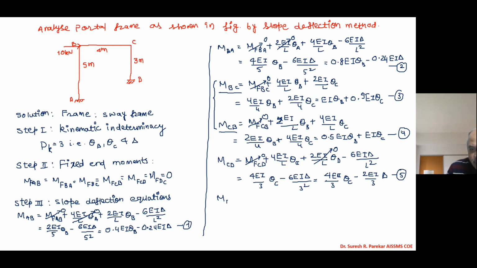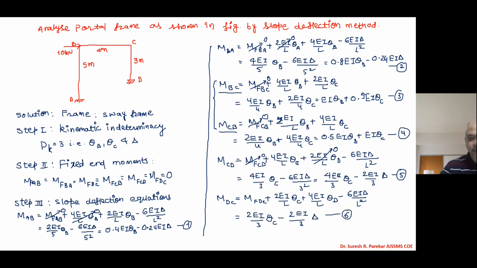Then MDC we have MFDC plus 2 EI upon L theta C plus 4 EI upon L theta D minus 6 EI delta upon L square. Now it will be 2 EI upon 3 theta C minus 2 EI upon 3 delta, which is equation number 6.